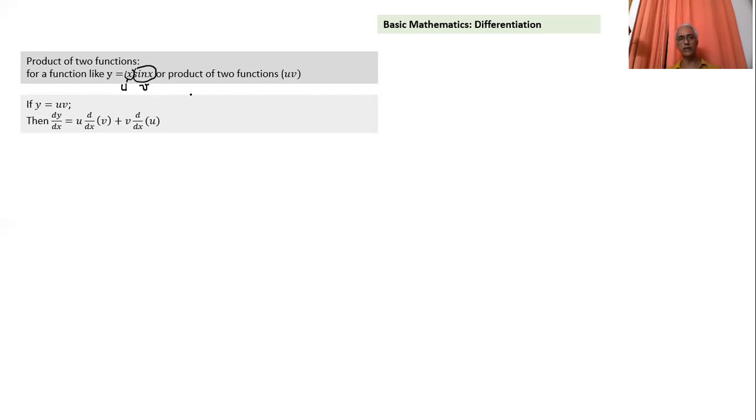We are not going to go for the derivation. If y is a product like this, its derivative is equal to the first function into the derivative of the second, plus the second into the derivative of the first. That's the formula. So let's apply this formula in one simple example.